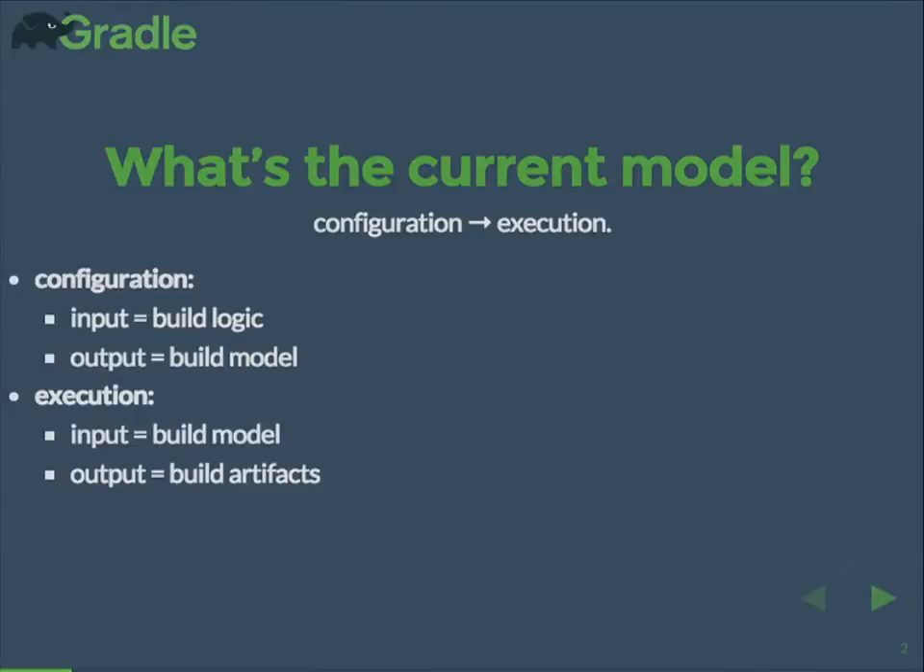The execution phase, which happens next, takes in that build model, and then we do some useful stuff. This is where the things that you actually care about happen. We have the build model, which is this in-memory object soup. At the end of the execution phase, we actually have the things: the jars, the artifacts, the things that we're actually trying to build.